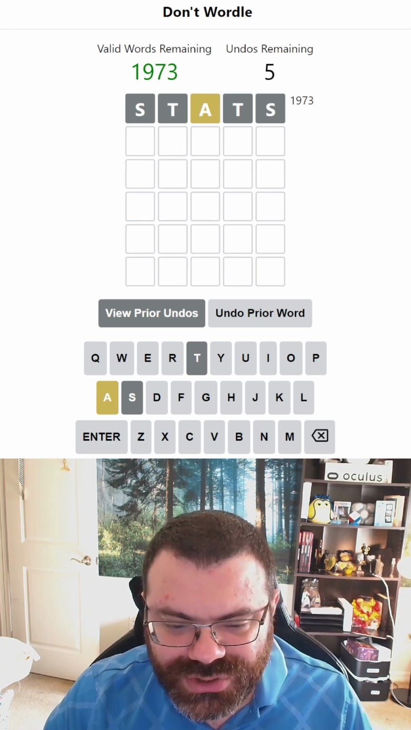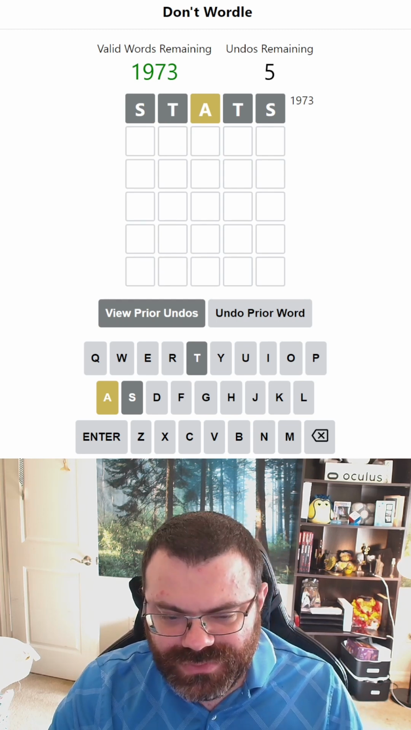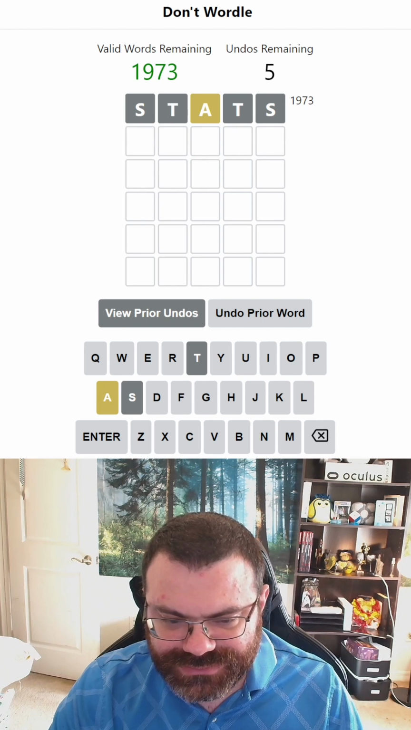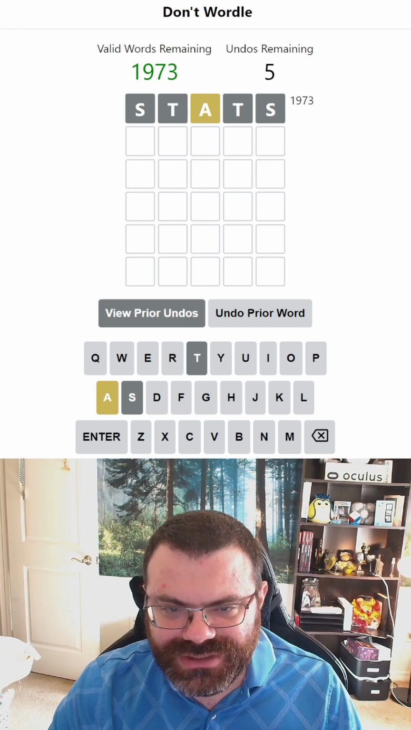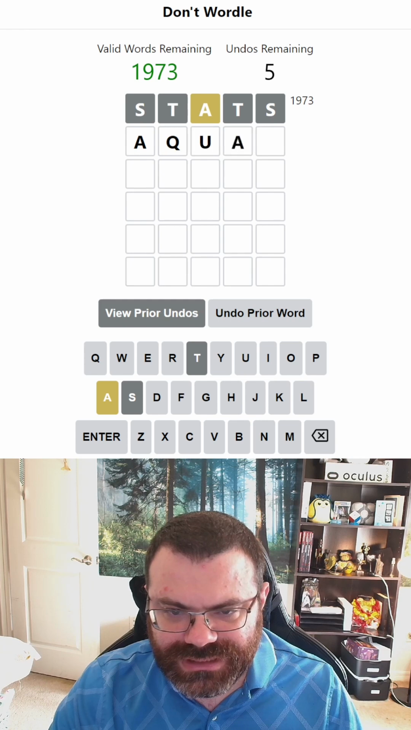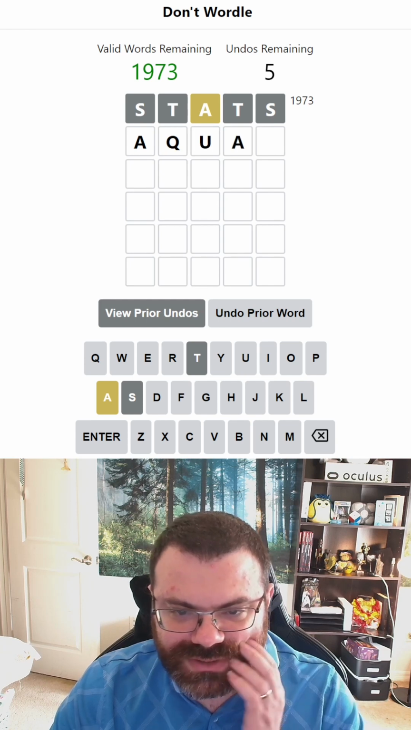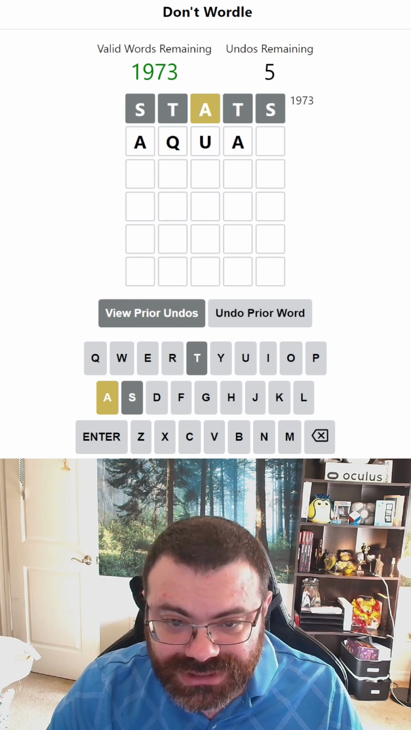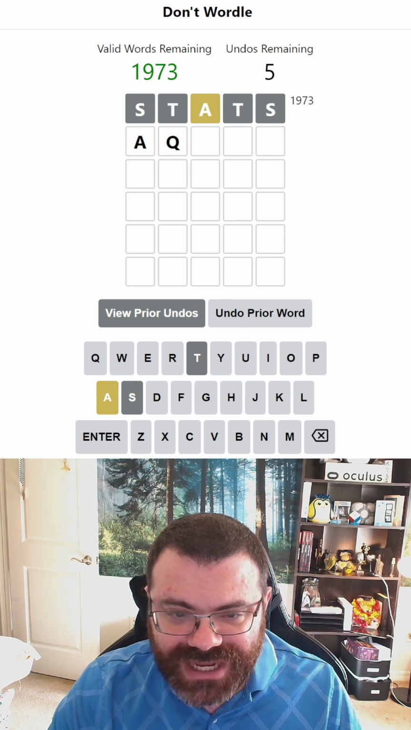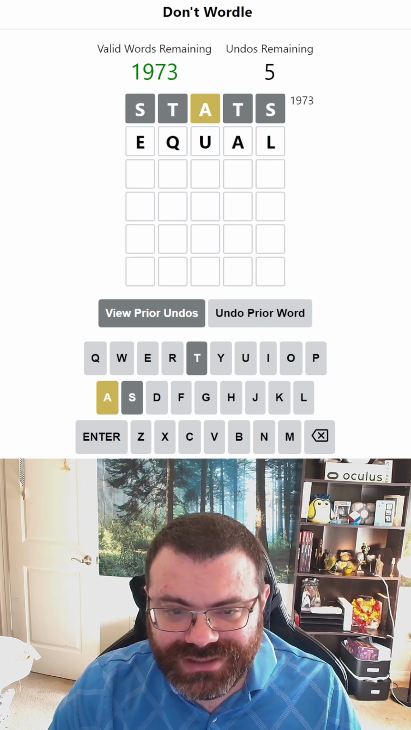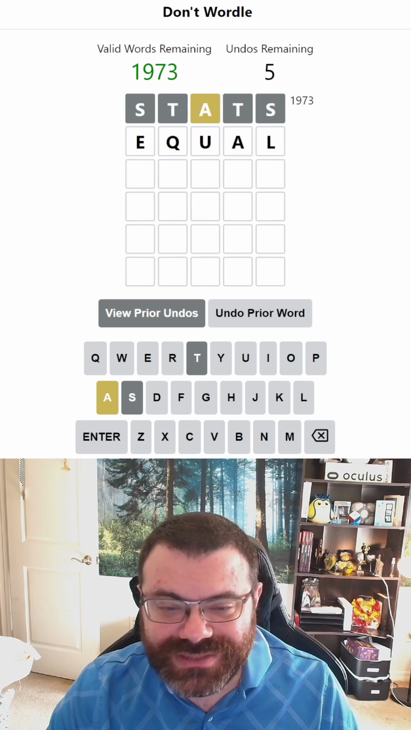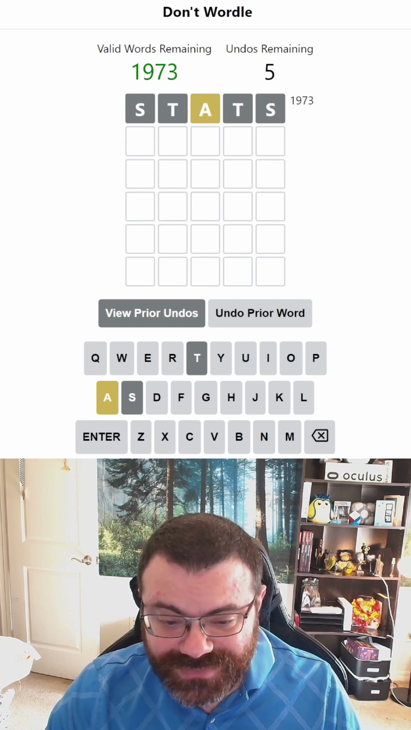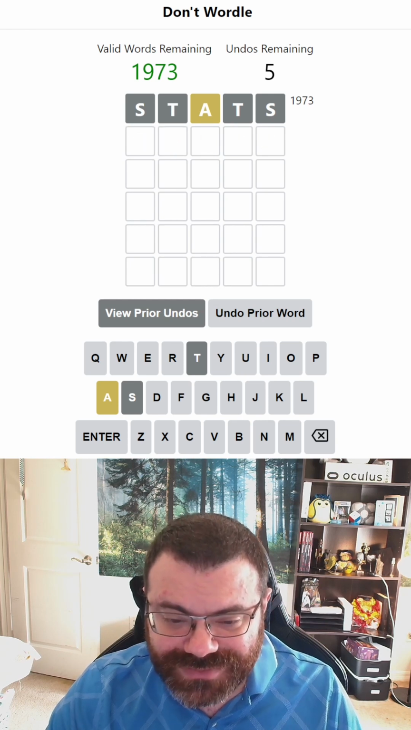Maybe I can use a Q, Z, or X. What would be good for that? Q would require using a U. I wonder... Oh, I can't do aquas because there's no S, but aqua is water in Spanish. I could do equal, but that's 5 unique letters on guess 2. That seems like a really bad idea. Again, zebra has 5 unique letters. There must be something better.